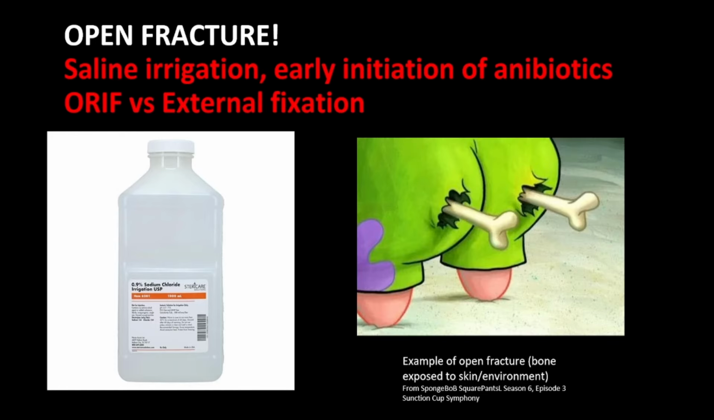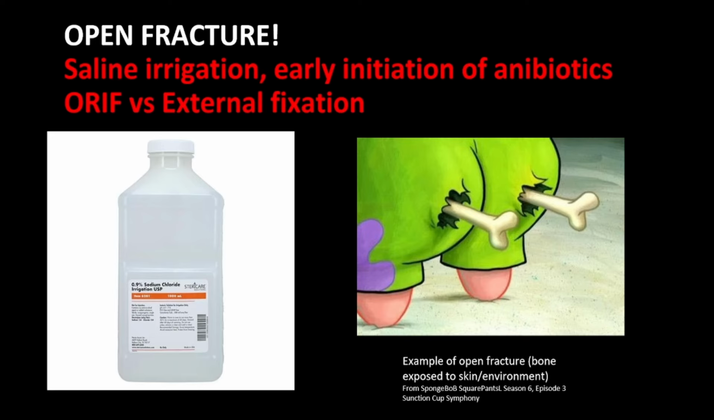Here's a picture of saline, and this is a picture, I told you SpongeBob has a lot of high utility frames, but here's an example of an open fracture. Here's Patrick. His pelvis looks a little different than human anatomy, but he is a starfish. I don't even know if they have bones. But anyways, you see these bones are exposed to the environment. So this is a good, memorable image for an open fracture.